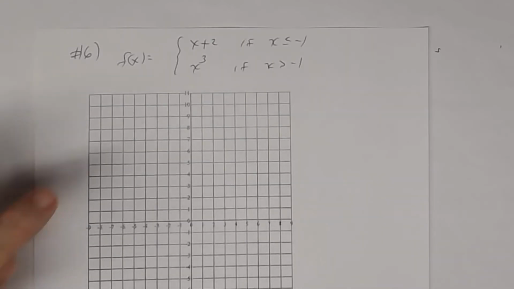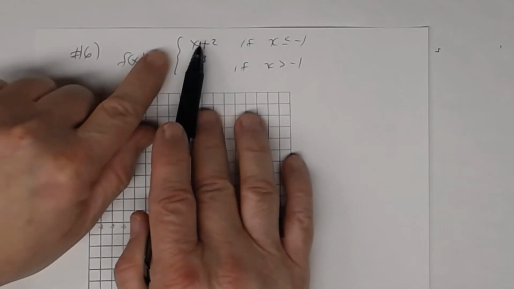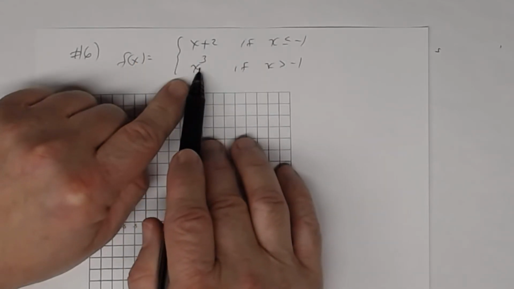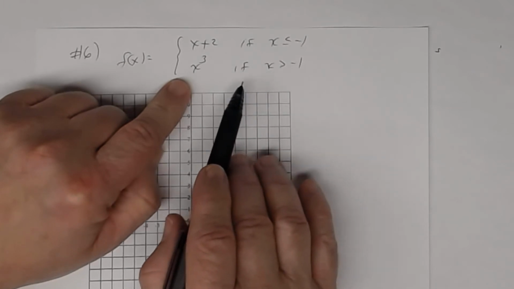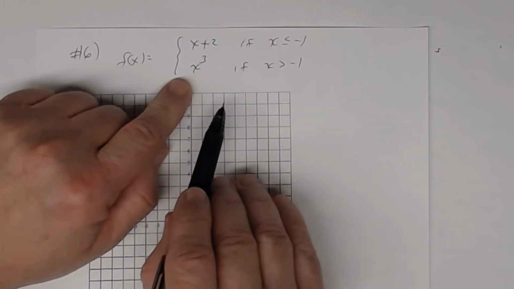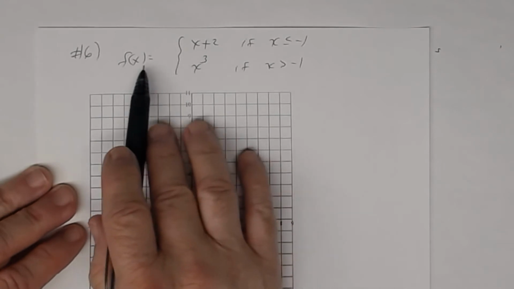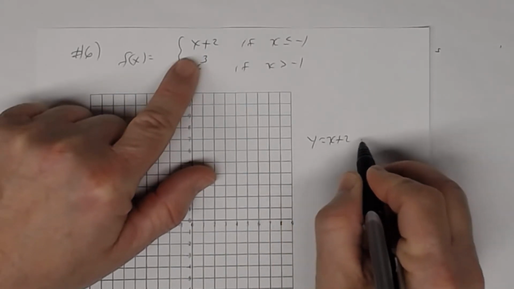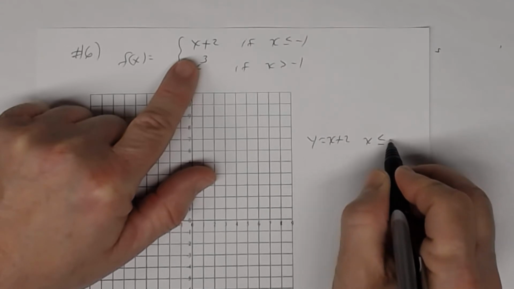So number 6, again, this function has 2 pieces. You have x plus 2 if x is less than or equal to negative 1, and you have x cubed if x is greater than negative 1. So don't let that cube throw you off. It's not that bad. So let's do each piece individually. Let's get the first one: y equals x plus 2 when x is less than or equal to negative 1.